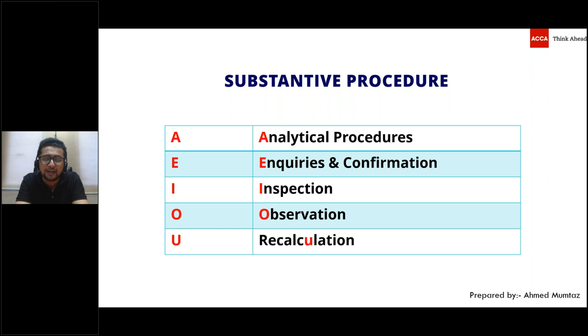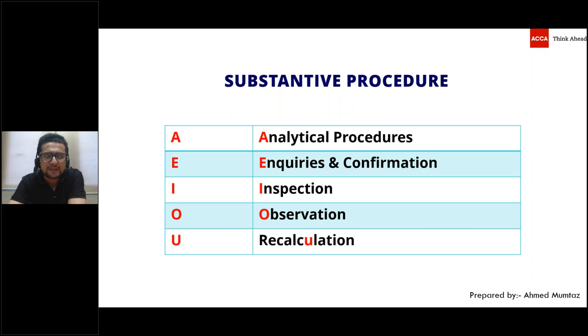Why are we interested in analytical procedures? Because the analytical procedures would reveal if there is any unusual fluctuation within the data. Maybe there is some kind of unusual relationship which might reveal that the numbers are not exactly what we are expecting them to be. So analytical procedure is one of the most important substantive procedures we have.